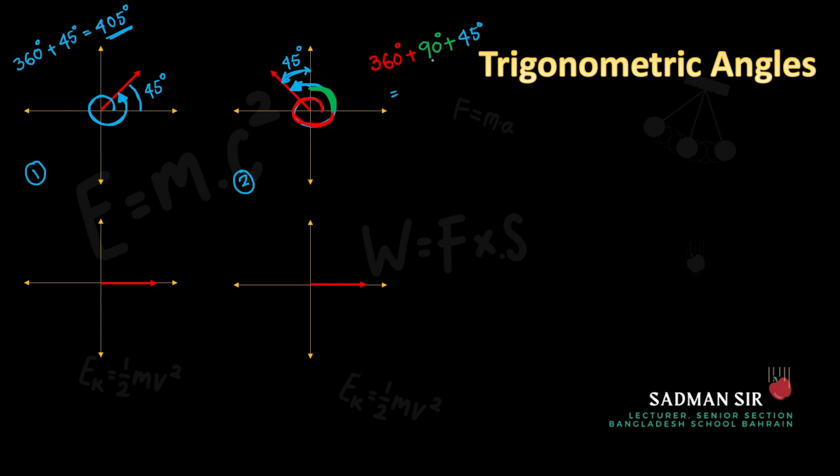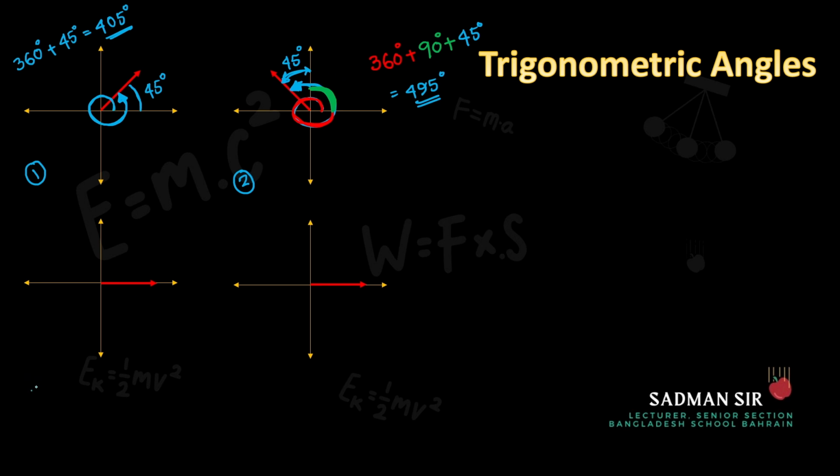So the total angle now, it will become 360 plus 90, that is 450. 450 plus 45, that is, I think, 495-degree. If there is any mistake in addition, then you can correct it yourself. But my target is to give you the idea. So I hope you got the idea.